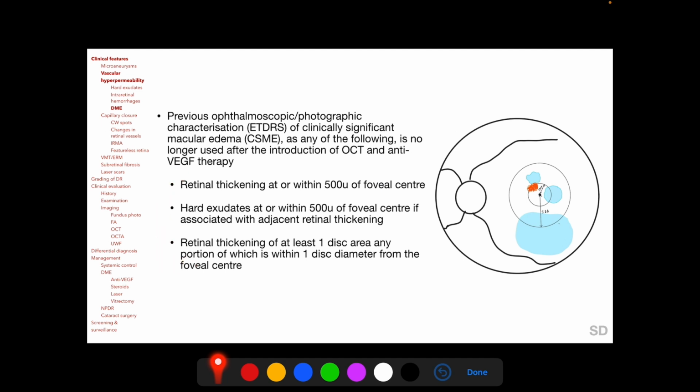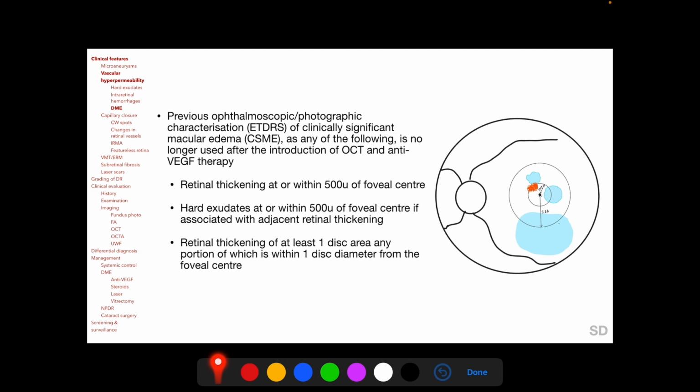And this characterization of macular edema as CSME was important in the era when focal and/or grid laser photocoagulation was the primary treatment for diabetic macular edema, and CSME was the indication for focal and/or grid laser photocoagulation. But this characterization of macular edema as CSME is no longer used after the introduction of OCT and anti-VEGF therapy in the management of diabetic macular edema.